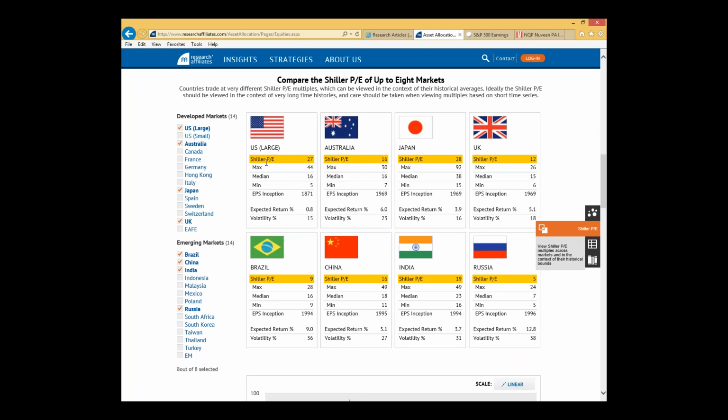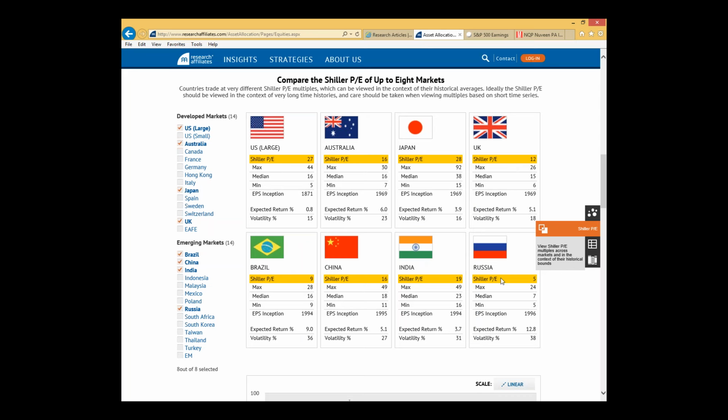For the U.S., the Shiller PE ratio is now 27 times earnings. In Australia, it's about 16. Japan is 28, about the same as the U.S. The UK is about 12, and they're showing an expected return in the UK of 5.1. Brazil, the Shiller PE is at 9. That's fairly low, and they're showing an expected return of 9%.